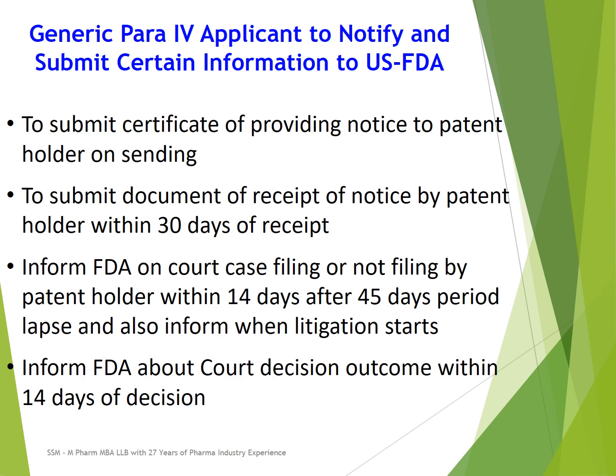This means within 45 days of notice, the innovator has to file the court case. So after the end of those 45 days, within the next 14 days, the generic applicant has to notify the FDA whether a court case has been filed or not filed. And also the generic applicant has to inform the FDA about when the litigation starts, when the court case starts, when the hearing starts in the court. He has to inform FDA about that also.